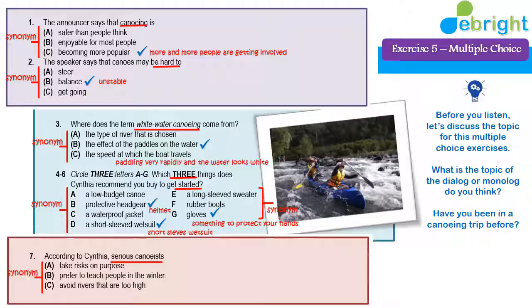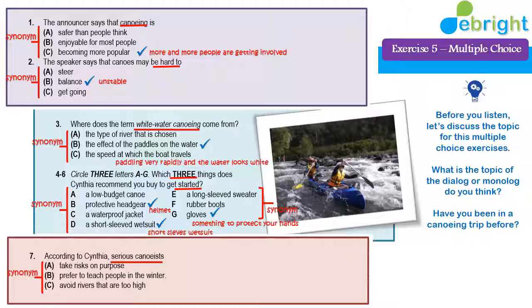Great. Now let's listen to the audio for number 7. According to Cynthia, one more time, the keywords are serious canoeists. Whenever you listen for this, you should be prepared to choose the correct answer. Find the synonym. Let's listen.